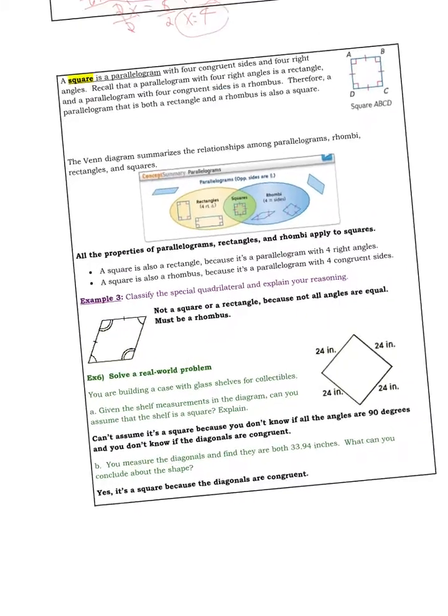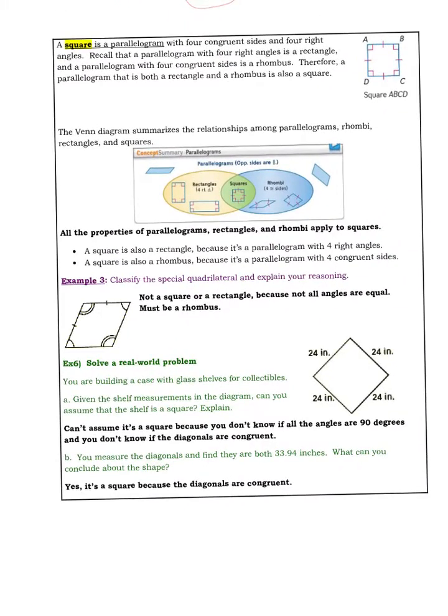Now, there's a couple other properties. So, all other properties of parallelograms, rectangles, and rhombi apply to squares. And then you also have this. Oh no, wait. I'll just be repeating myself. That's what I've been talking about. Those two. A square is also a rectangle because it's a parallelogram with 4 right angles. And a square is also a rhombus because it's a parallelogram with 4 congruent sides.